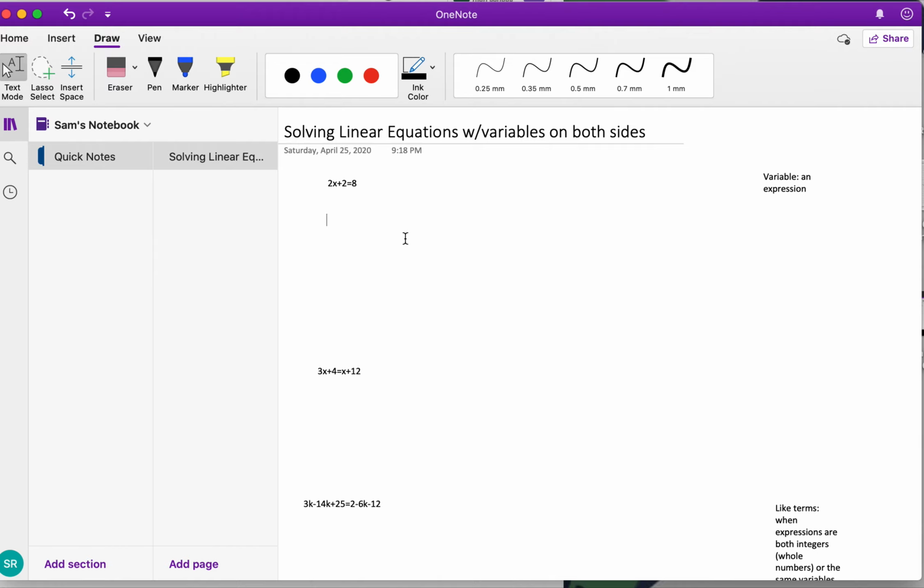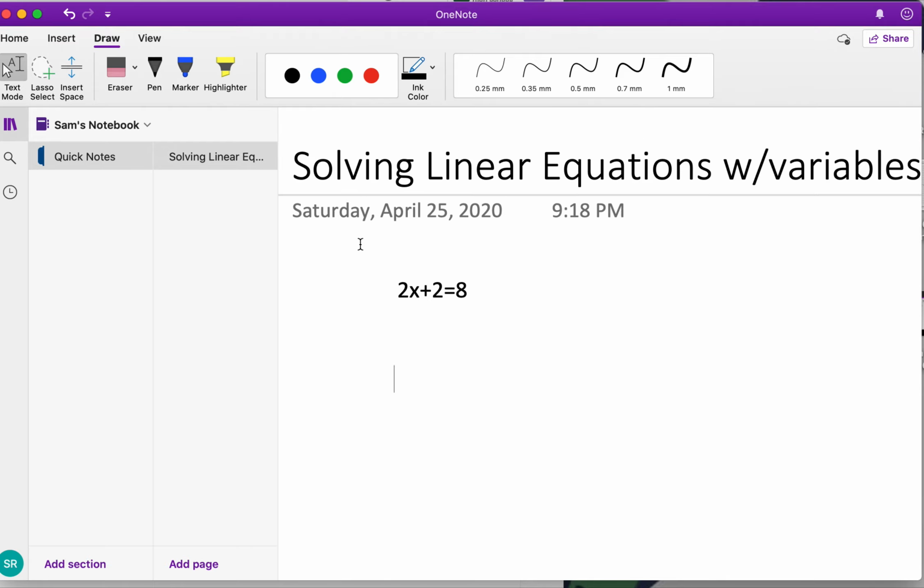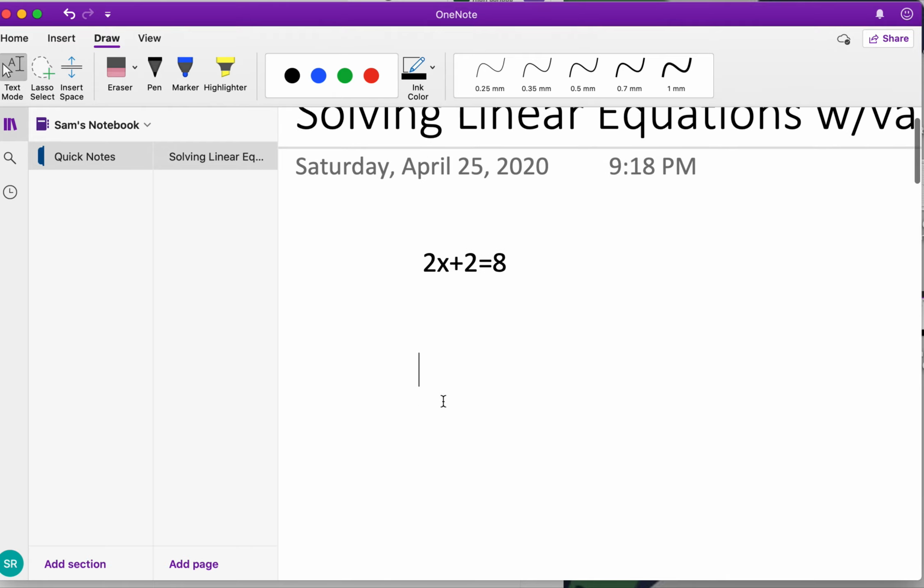All right, hey everyone. So today we are going to be going over how to solve linear equations with variables on either one side or both sides. So first, we're going to do our first practice problem. So we have 2x plus 2 equals 8.